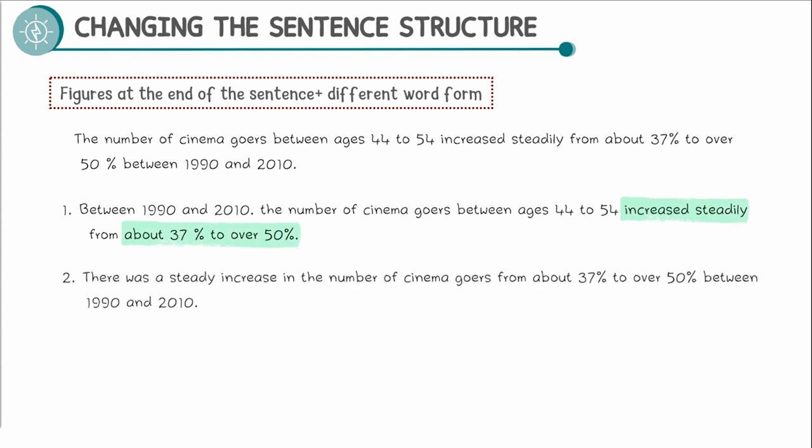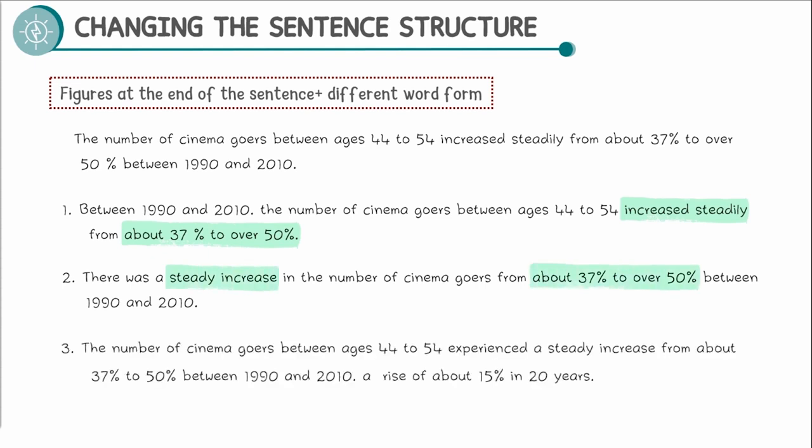There was a steady increase in the number of cinema goers from about 37% to over 50% between 1990 and 2010. Lastly, the number of cinema goers between ages 44 to 54 experienced a steady increase from about 37% to 50% between 1990 and 2010, a rise of about 15% in 20 years.